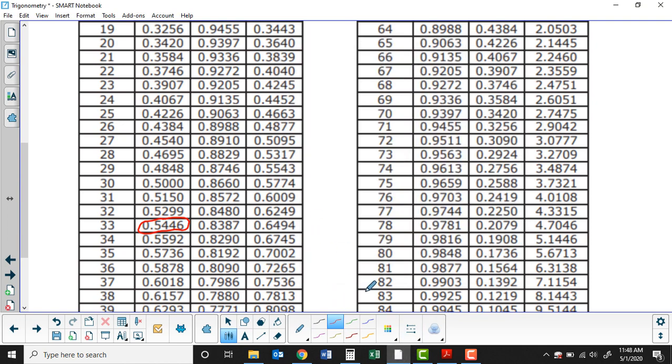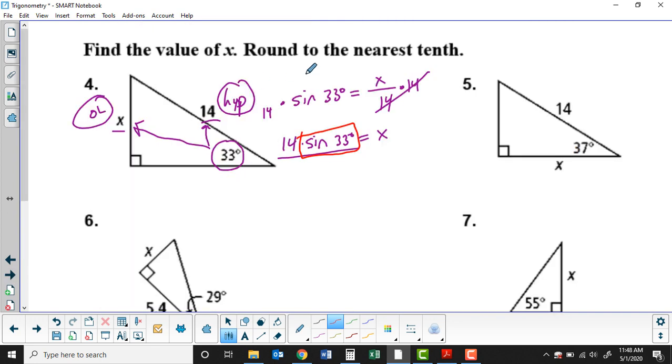So let me show you what we're talking about here. We're saying this side over here is about 7.6, which makes sense because the longest side of the triangle should be the hypotenuse. 7.6 is definitely shorter than that.